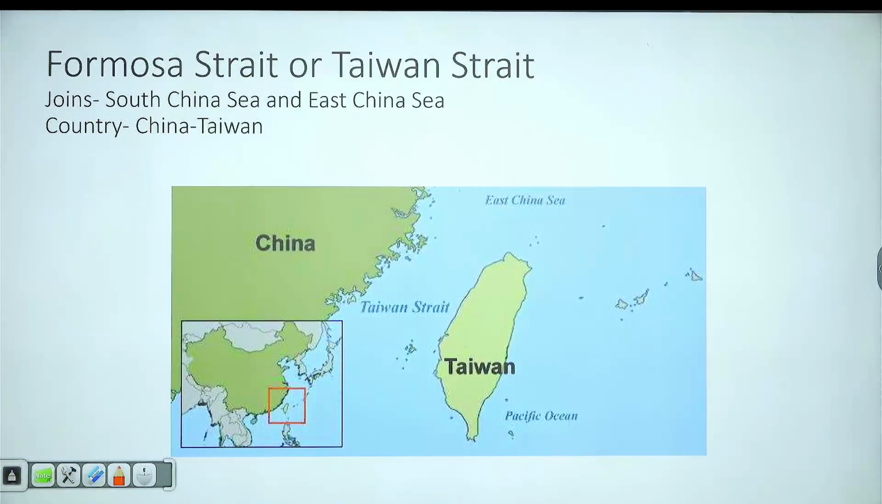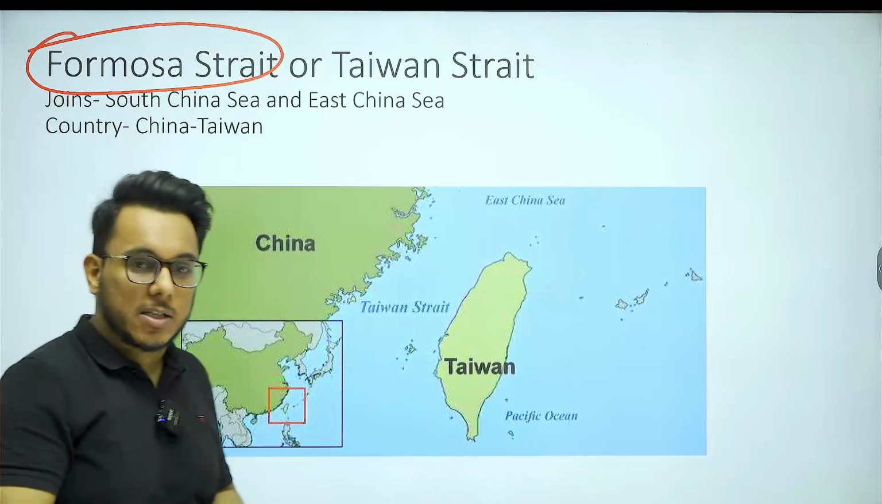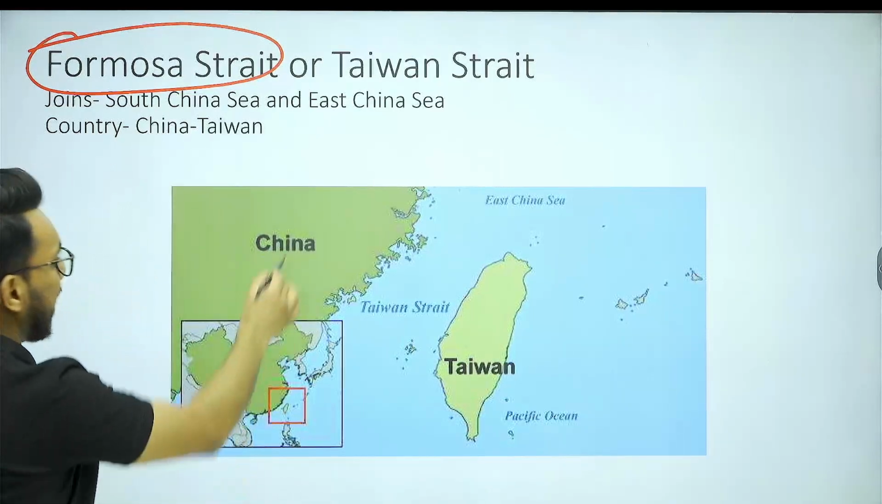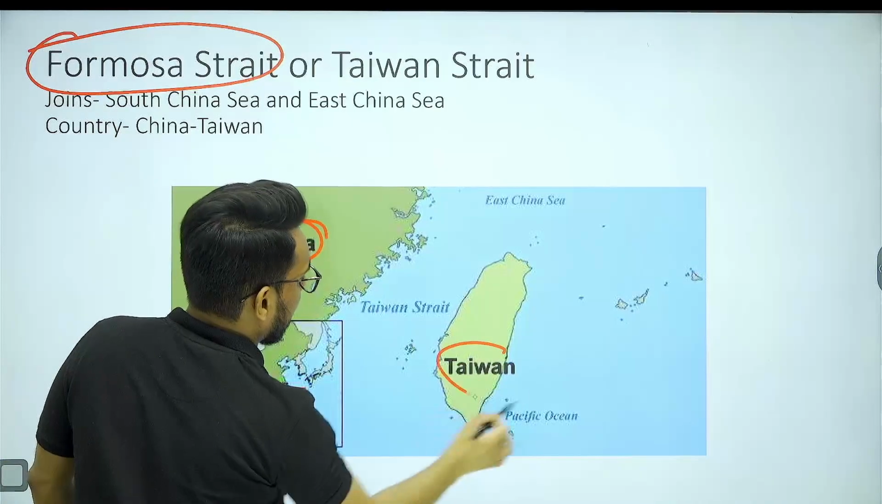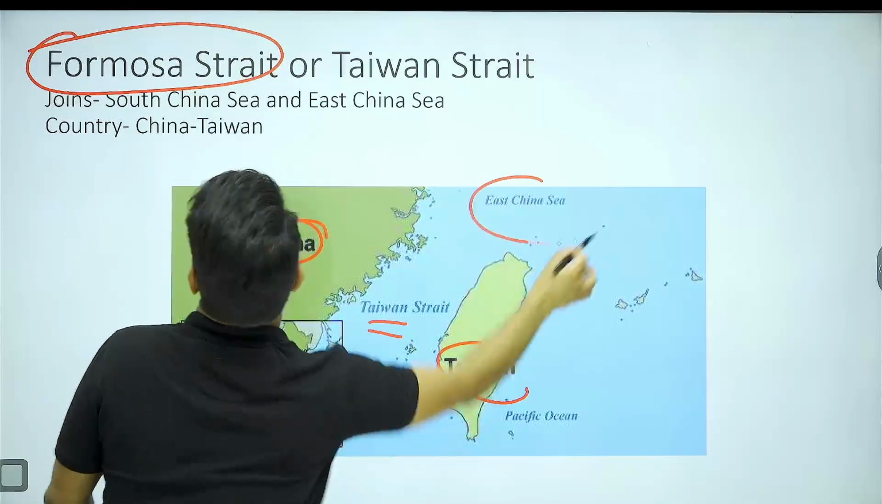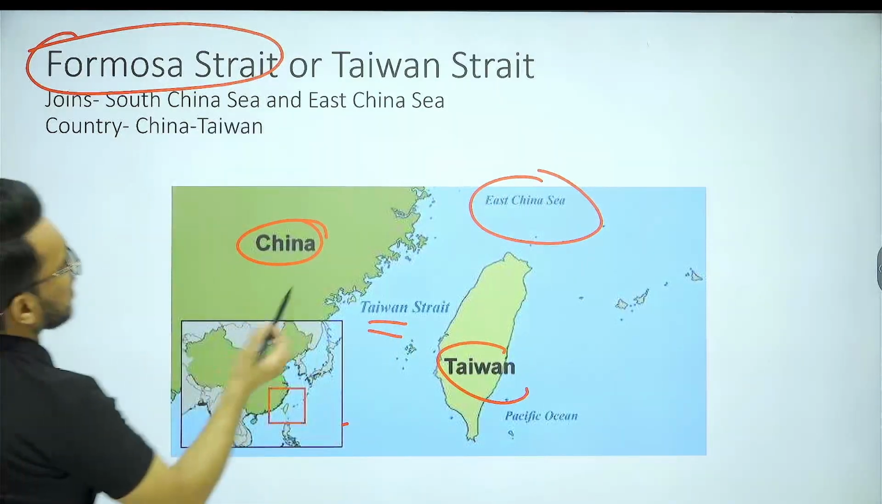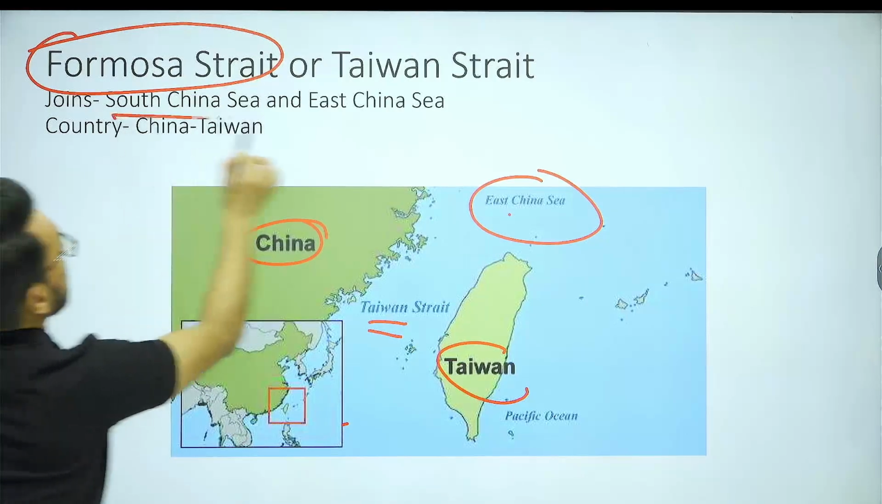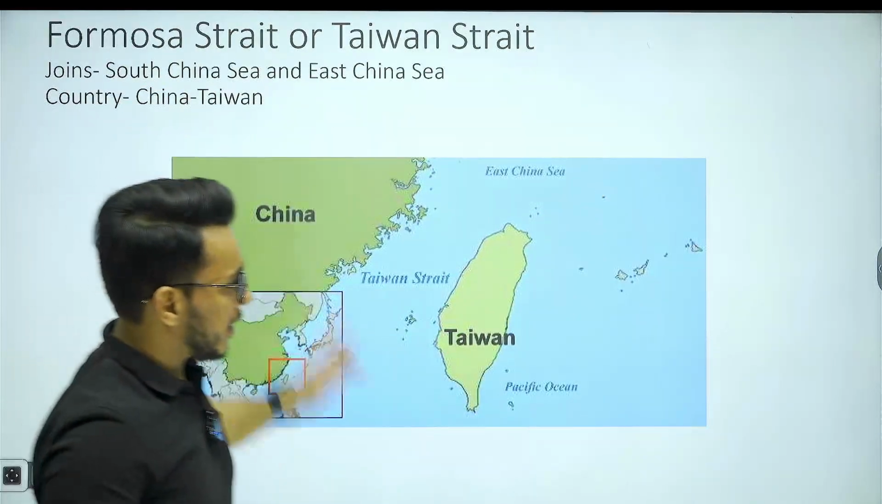Then next we have the Formosa Strait, also called the Taiwan Strait. It is between mainland China and Taiwan, and it connects the East China Sea with the South China Sea.